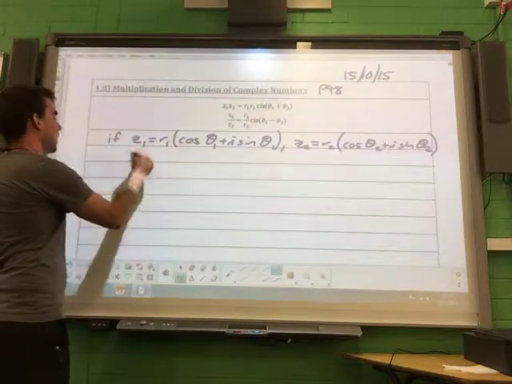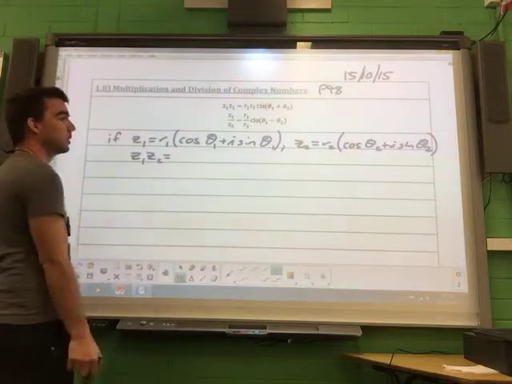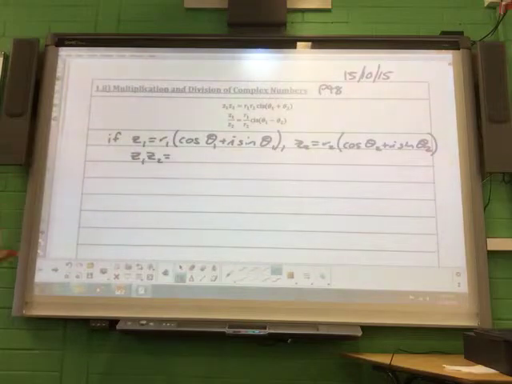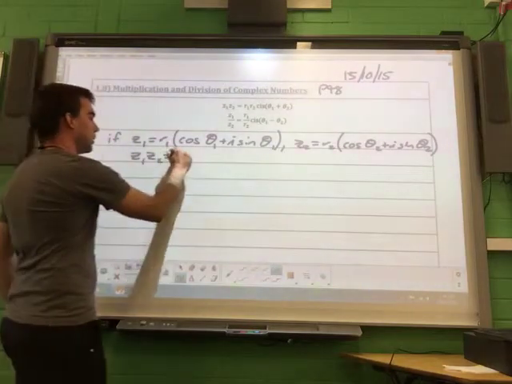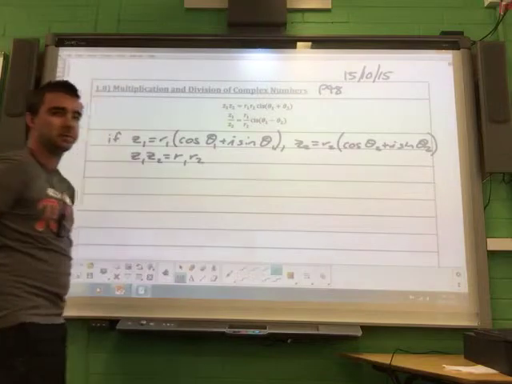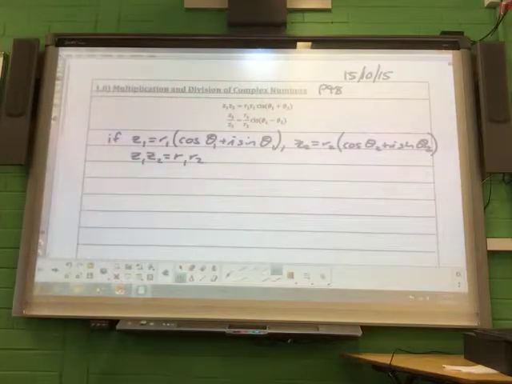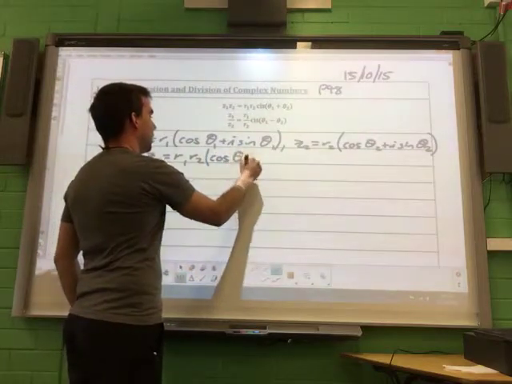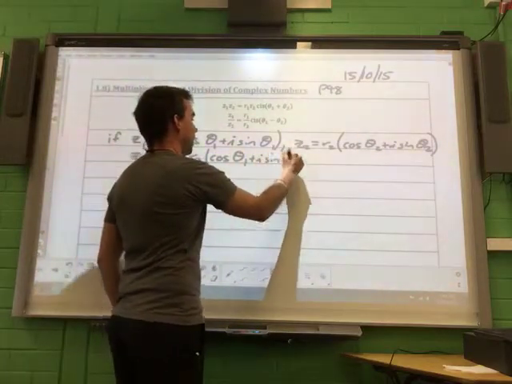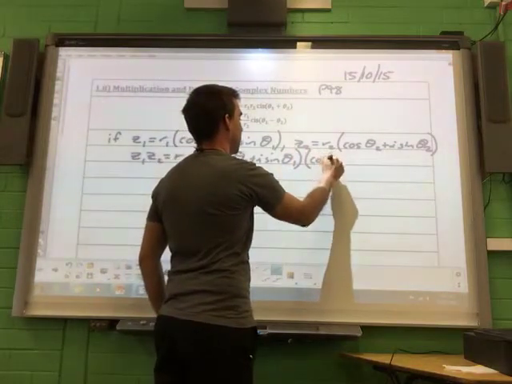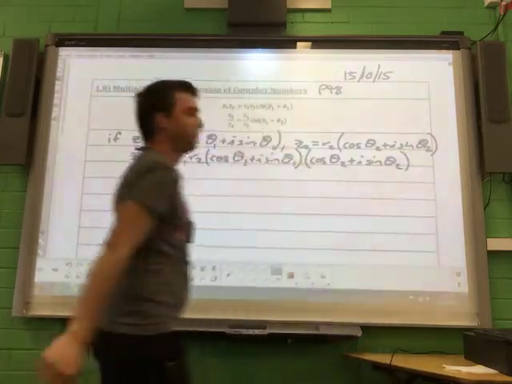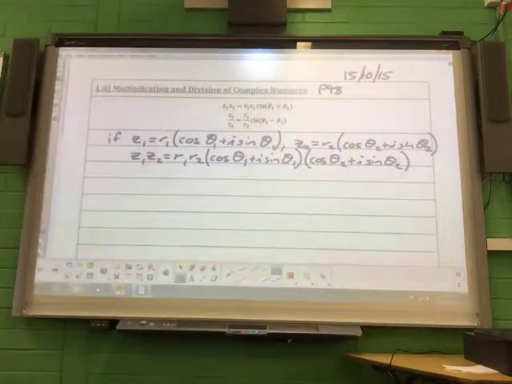Alright, so z1 z2 is going to be this times this, isn't it? So what I'm going to do is bring the modulus of both of them out the front, so that's why we've got r1 r2. When we multiply, we can multiply in any order we want. So (cos theta 1 plus i sine theta 1) and (cos theta 2 plus i sine theta 2). So we're going to expand that right out using our FOIL.